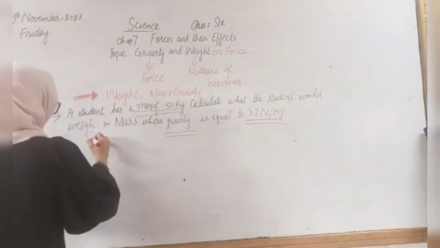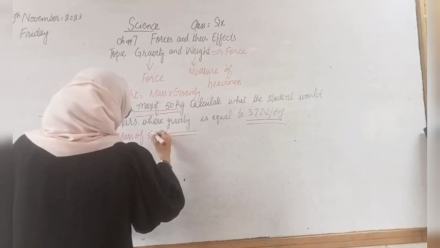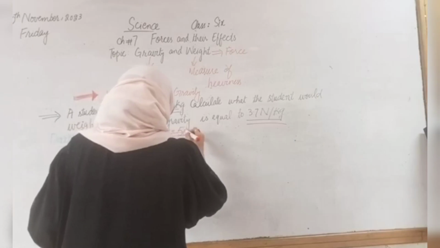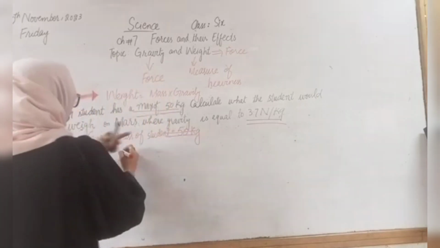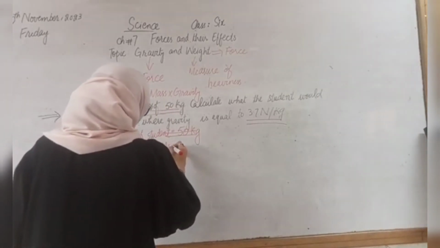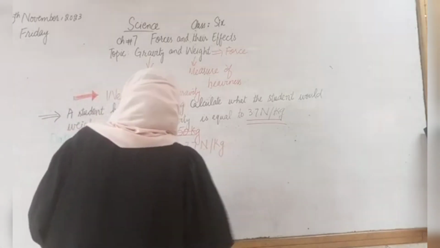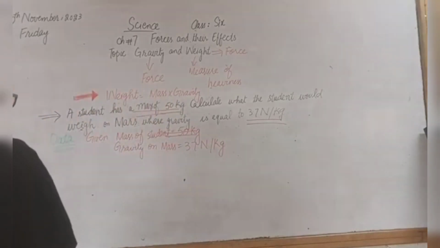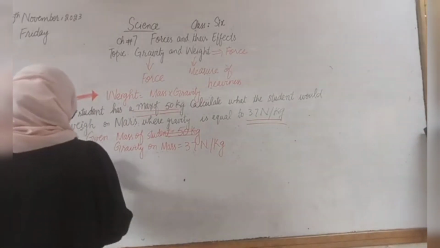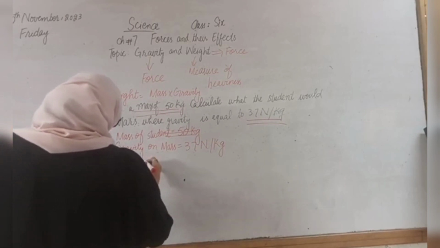We have given two things: the mass of the student, that is 50 kilogram, and then the gravity on Mars, that is 3.7 Newton per kilogram. Data also has a second part, that is required. We have to find the weight. So we will write the required thing: weight. We don't know it.